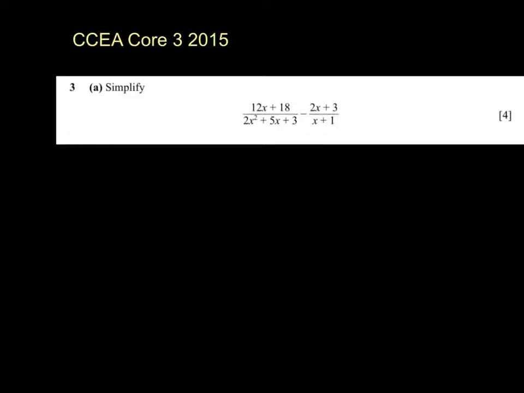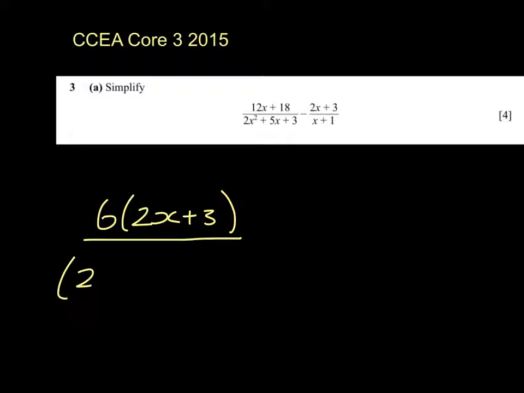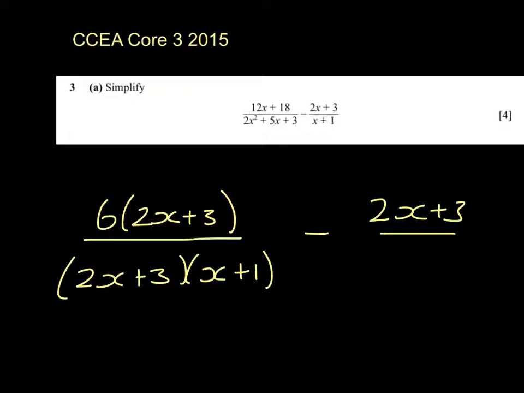To start this, we'll start with the first fraction, and I'm going to factorise the numerator. So I'm going to take out a factor of 6, which gives me 2x plus 3 on the top. On the bottom, I'm going to factorise as well, and I'm going to have 2x plus 3 upon x plus 1. And we're taking away 2x plus 3 all over x plus 1. Next step is to do any cancellation.